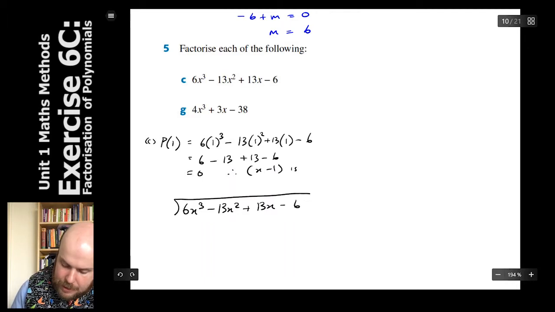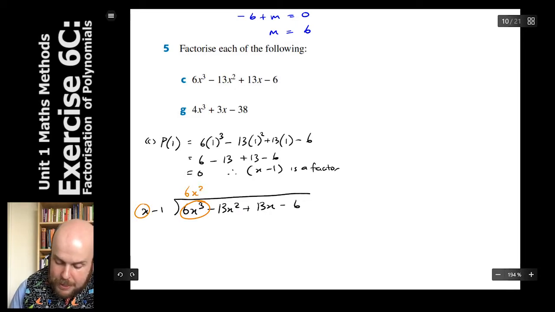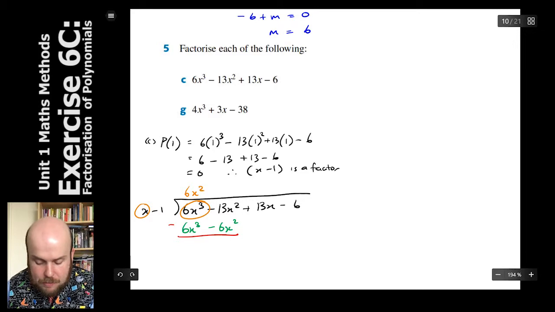And we know that x minus 1 is a factor. So 6x cubed divided by x gets me 6x squared. 6x squared times x is 6x cubed. 6x squared times negative 1 gets me negative 6x squared. Minus these, those will cost me 6x cubed. Take away 6x cubed is 0.